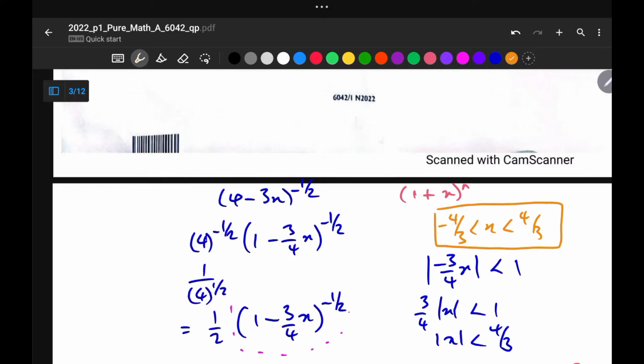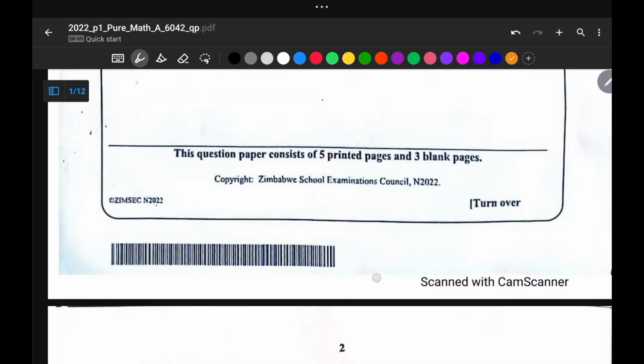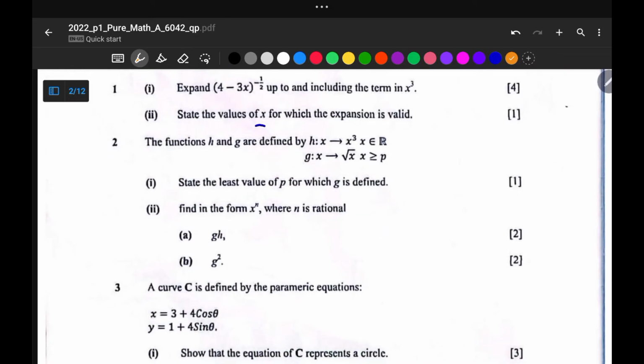Okay, so let us move on to question number 2, which says the functions h and g are defined by h of x is equal to x cubed and g of x is equal to square root of x for x greater than or equal to p, and we are required to state the least value of p for which g is defined.